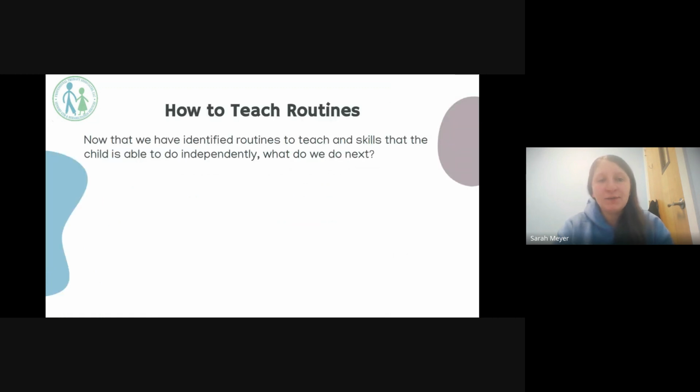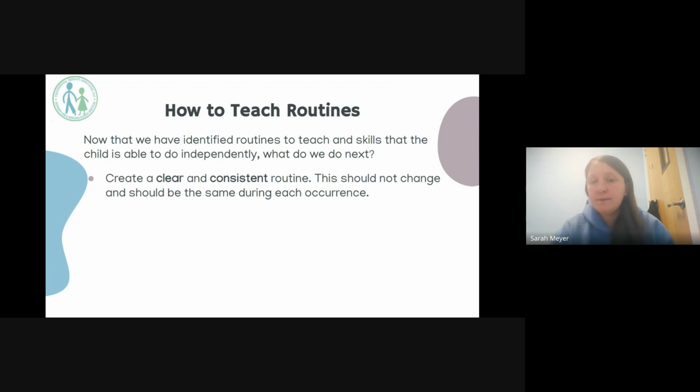So how are we teaching routines? Now that we have identified routines to teach and skills that the child is able to do independently, what is that next step? The most important thing that we can do when establishing these routines in the home is making sure that we're clear and we're consistent. So when you're really thinking about this routine, it shouldn't change day to day, and it should be the same every day.